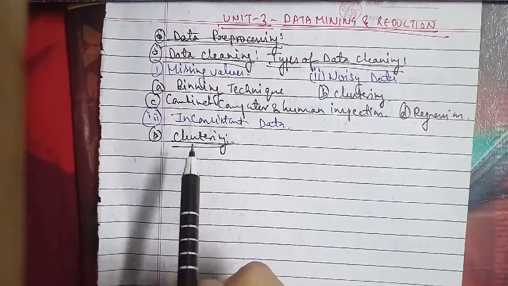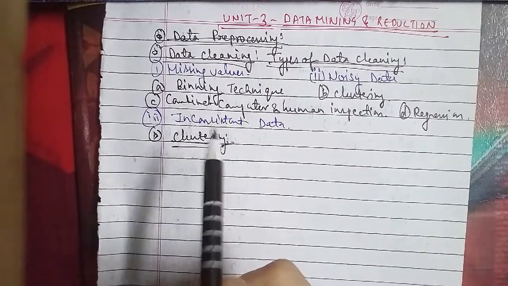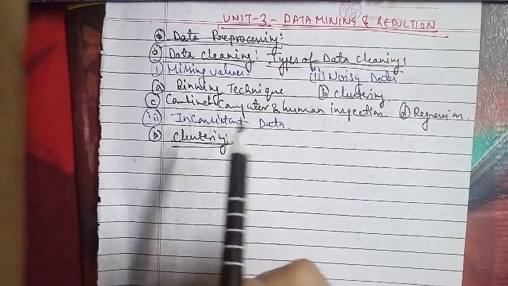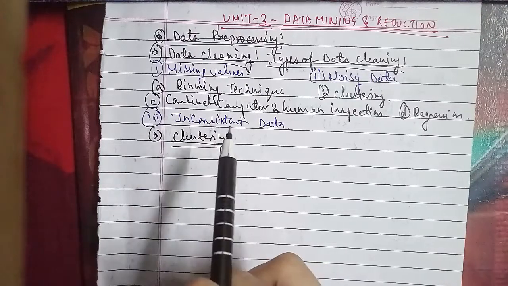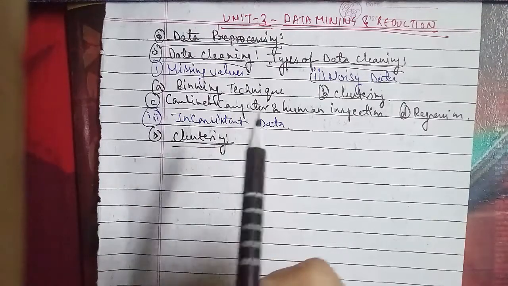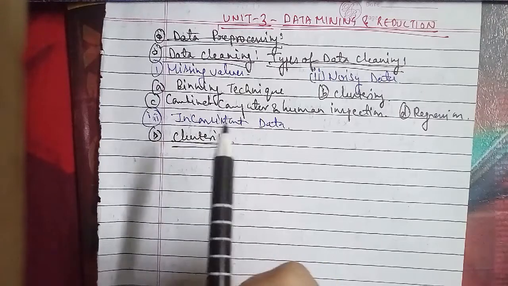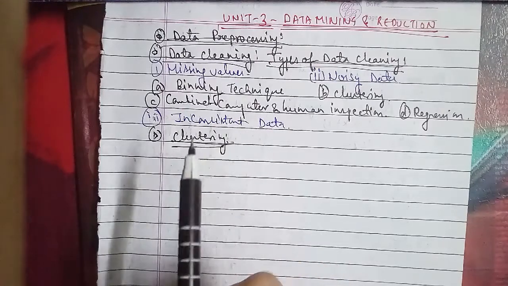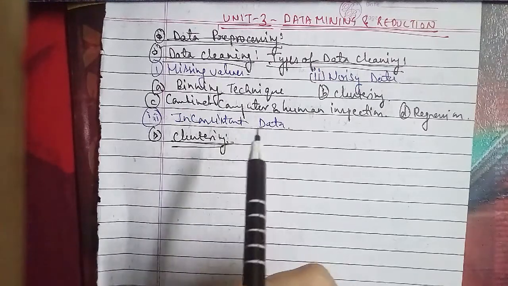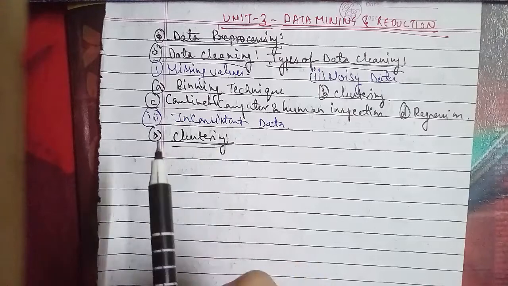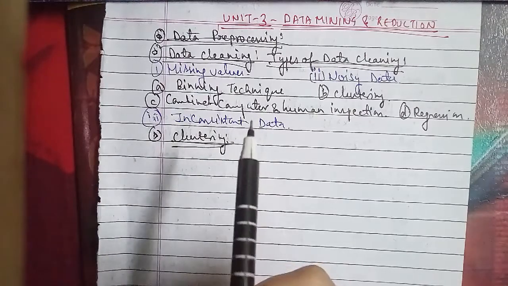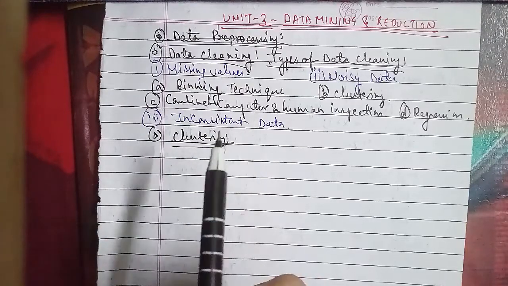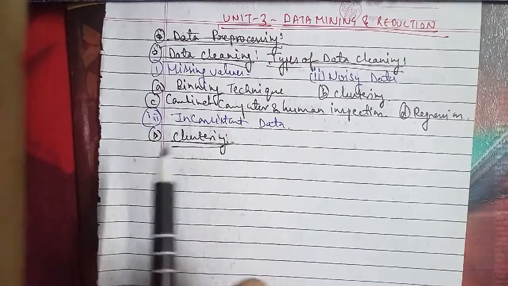In the same case, the quality of a cluster may be represented by its diameter, the maximum distance between any two objects in a cluster. In data reduction, the cluster representations are used to replace the actual data, and the effectiveness of this technique depends on the nature of the data. The various approaches of clustering that we'll discuss here, the first is hierarchical clustering.